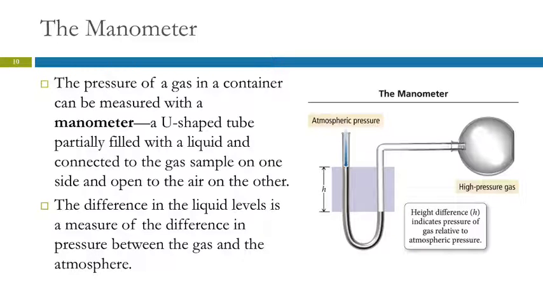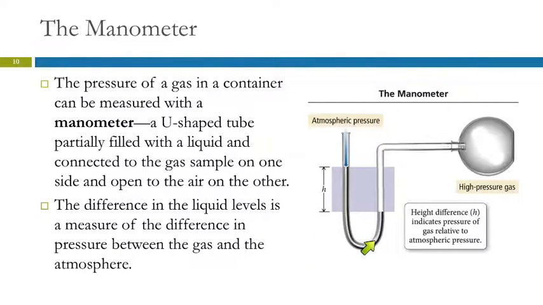Another instrument that can be used to measure pressure is a manometer. The barometer measures barometric pressure, the atmosphere. Manometer is used to measure a pressure inside of a container. And of course, we do have more sophisticated devices for measuring pressures, but these are great because they're so simple that we can easily see how they work. So here we have a container containing a high pressure gas.